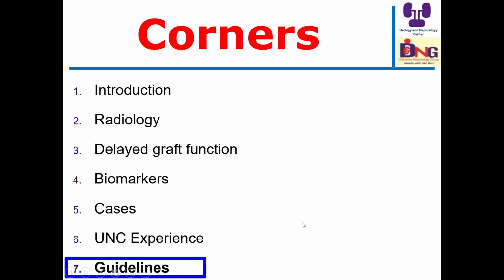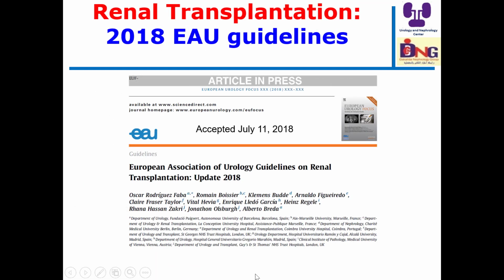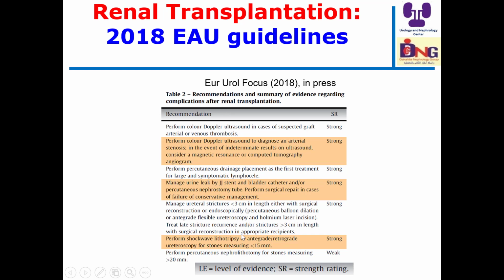And here, are there any guidelines? This is from the European Society of Urology. Here is the strength of evidence for the recommendation to deal with surgical complications. So perform a color Doppler ultrasound in cases of suspected graft artery or vein thrombosis. I'm happy with Doppler and the power Doppler study, because in the past we had to do angiography or renography to find the problems. But it's very easy to put the probe and see perfusion to diagnose a graft artery or venous thrombosis, and this is strong evidence.